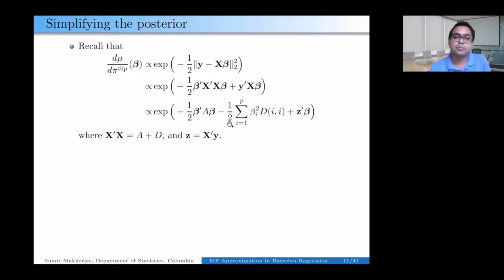And so I'm going to split the quadratic term into the off-diagonal part and the diagonal part separately. Now, x transpose x is A plus D. And I'll also call x transpose y to be z. So this is a linear term.